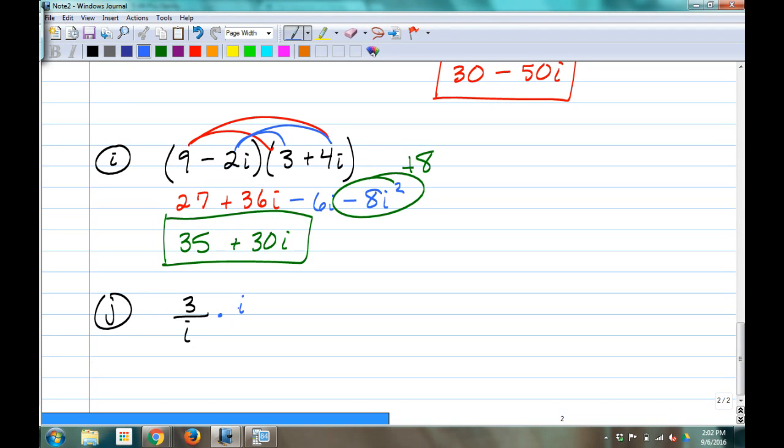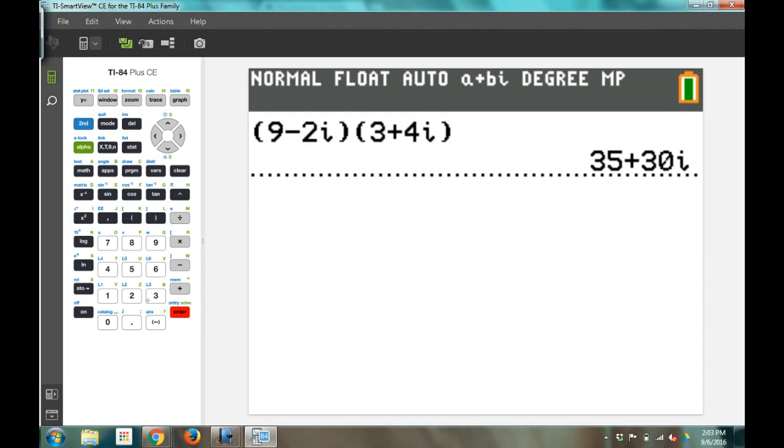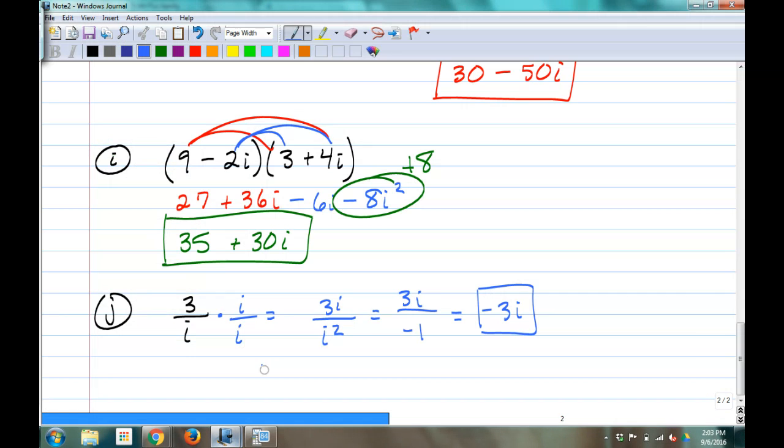Yeah, times top and bottom by i. And what that turns into is 3i over i squared, but we know i squared is negative 1, and we can simplify that to be negative 3i. In your calculator, if you go 3 divided by i, hit enter, it fixes it for you. So there are some nice things that happen with i. It doesn't do the radicals at all, but it will do the complex things for you out of that, which is nice, I guess.